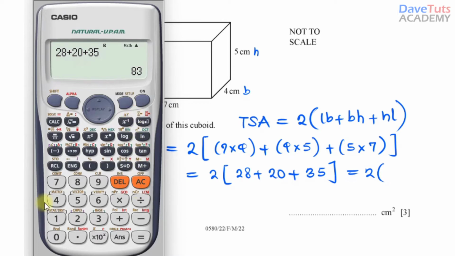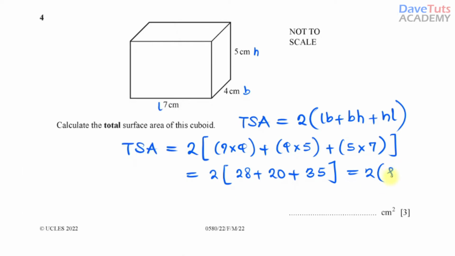Okay, so this is 83, and 2 times 83 will be 166. So 166 centimeters square is the total surface area of this particular cuboid in this case.